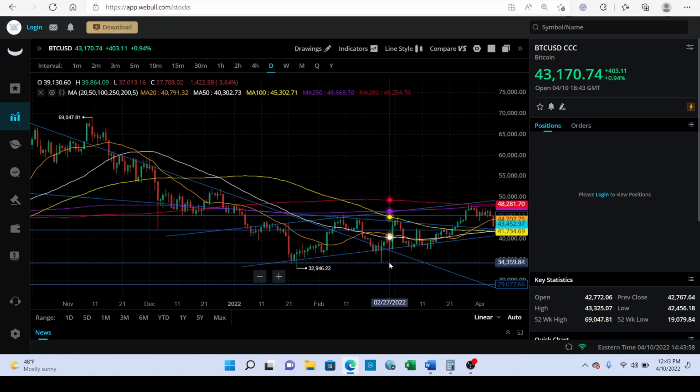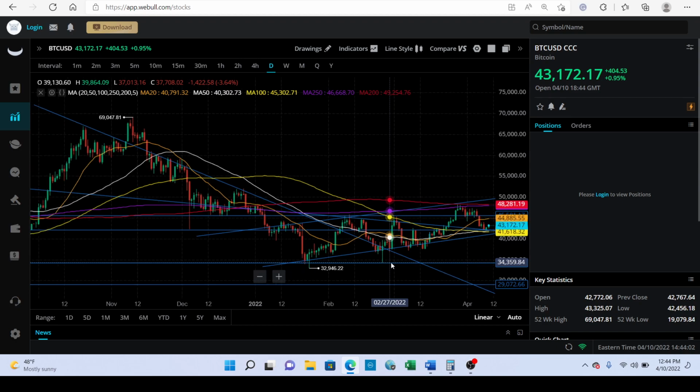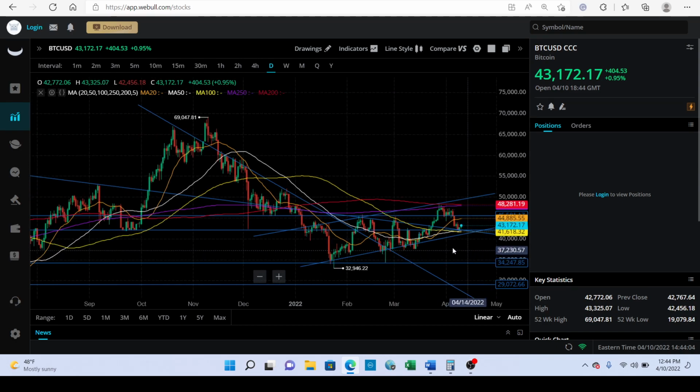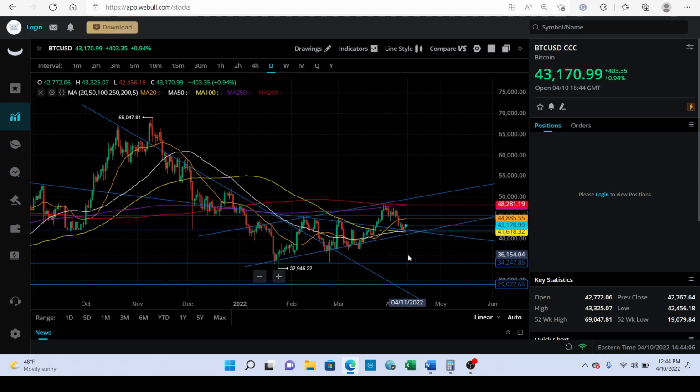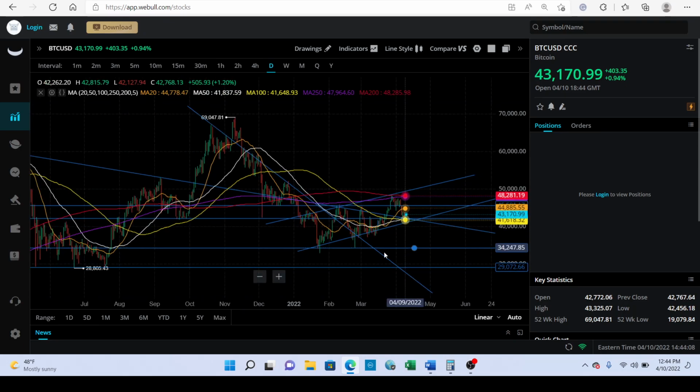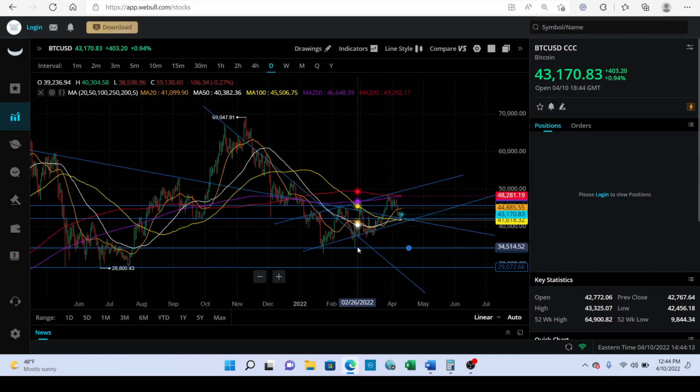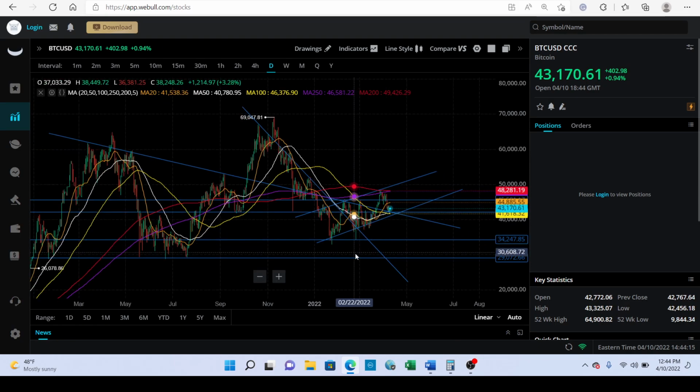So where is this area? It's about 34,000. So I'm looking at that to be pretty good support if we break underneath this trend channel. Now, if we do break underneath this 34,000 area, then maybe we could go all the way down here to 29,000. And then we'll see a full close of this prior head and shoulders.